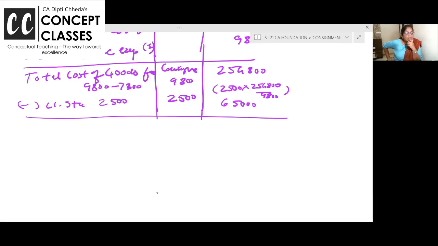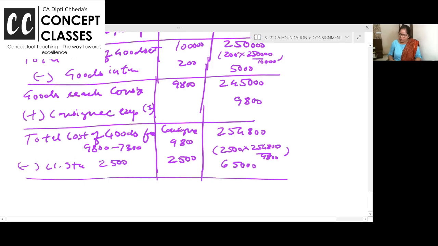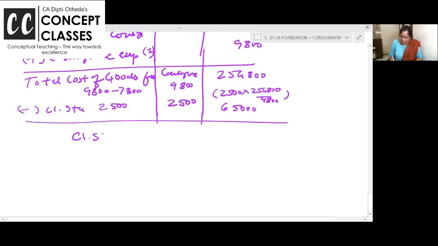$9,800 goods are received. Closing stock is 2,500 units valued at 65,000. You know, but in the exam you will have to add one more bit. Answer, please all of you write down. Closing stock with consignee. You have to write like this. Closing stock with consignee 2,500 at 65,000.